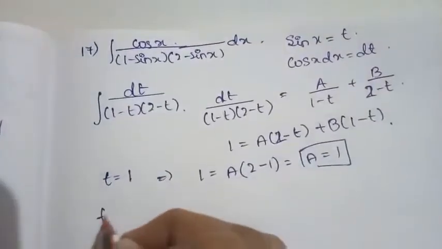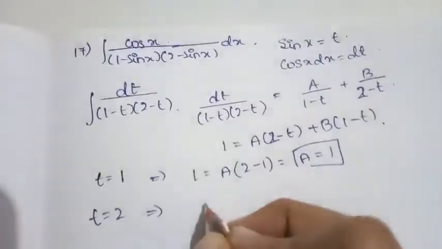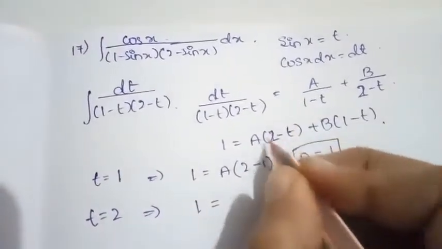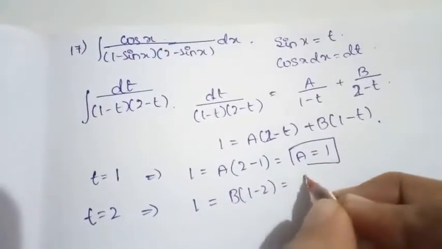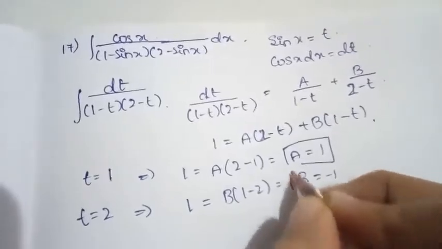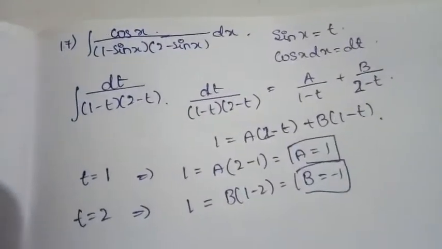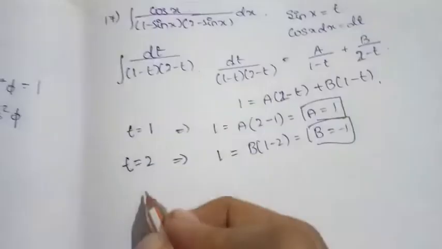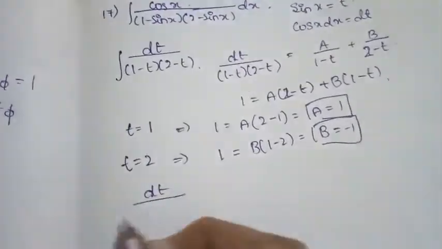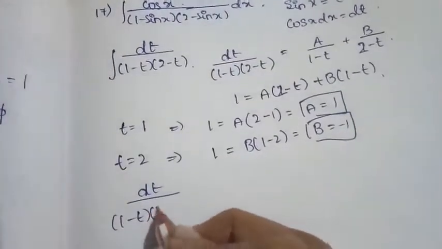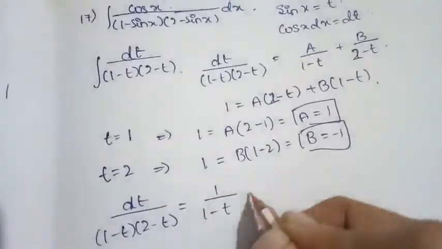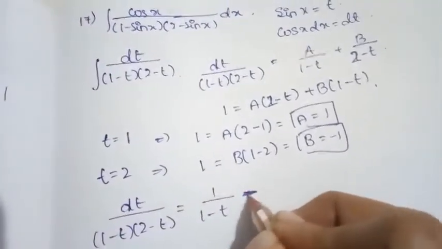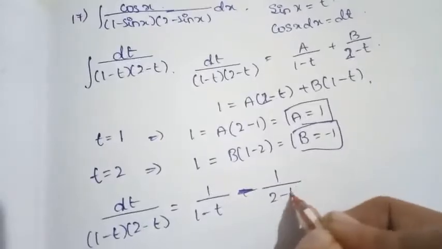When I put the value of t is equal to 2, what am I going to get? 1 is equal to, the first term will become 0, b into (1 minus 2). So the value of b is equal to minus 1. We got the values of both a and b. So dt divided by (1 minus t) into (2 minus t) is equal to 1 divided by (1 minus t) minus 1 divided by (2 minus t).